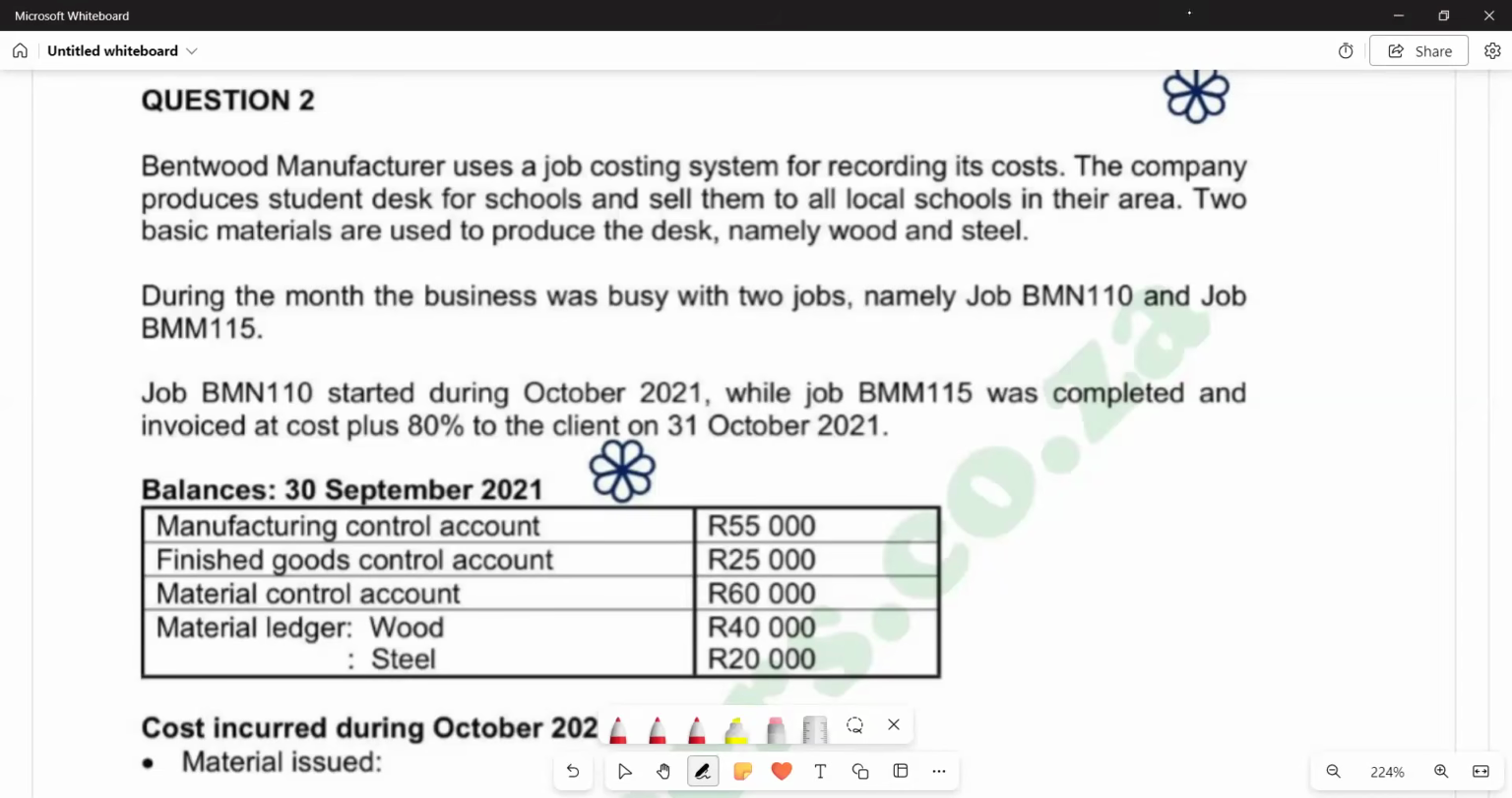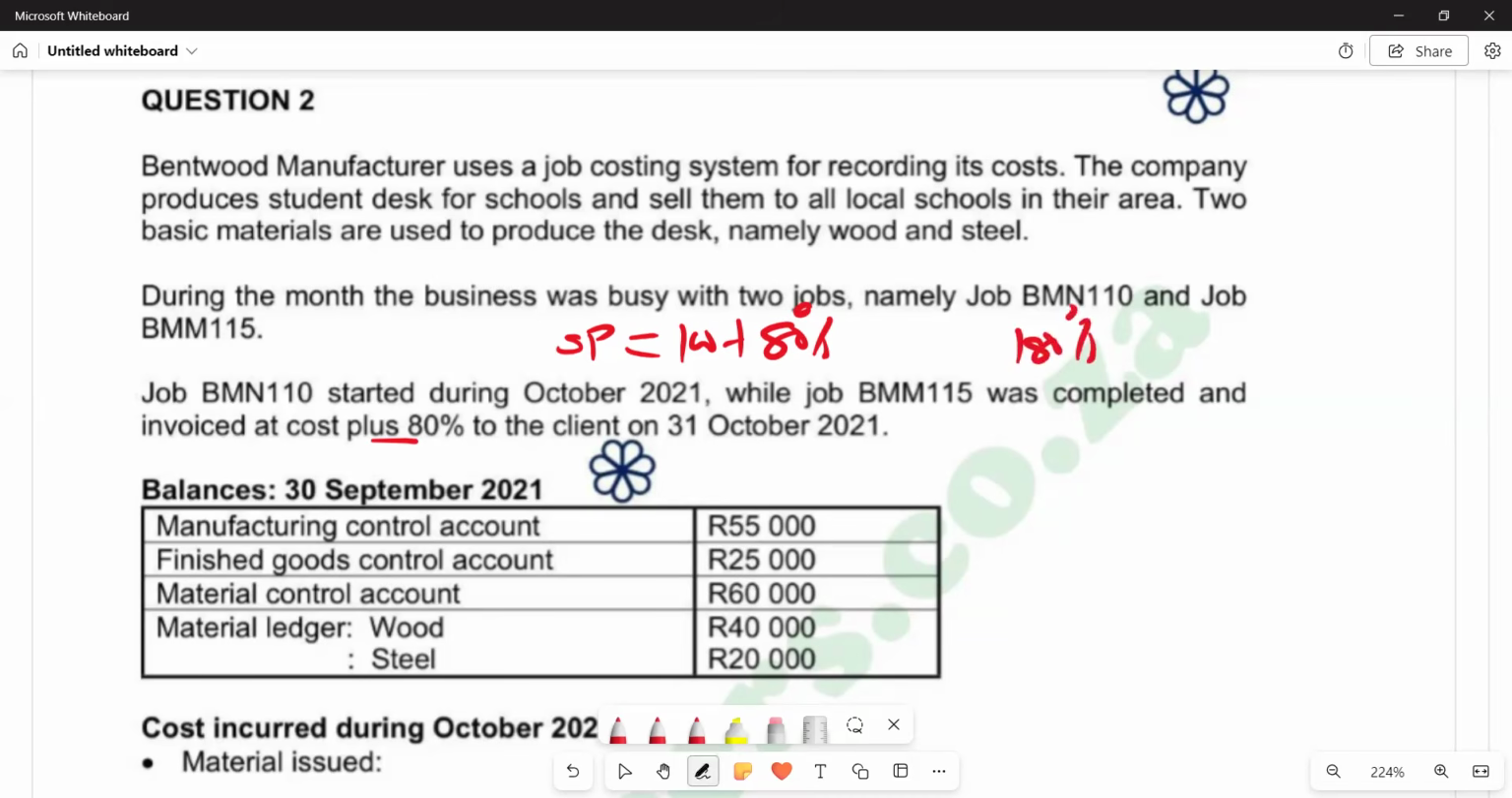During the month, the business was busy with two jobs, namely job BMN 110 and job BMM 115. Job BMN 110 started during October 2021, while job BMM 115 was completed and invoiced at cost plus 80% to the client on 31 December 2021. So it is very important to take note of this markup. Remember, they are saying cost plus 80%, which means the selling price was equal to 100 plus our 80%. And obviously, this will lead us to 180%.